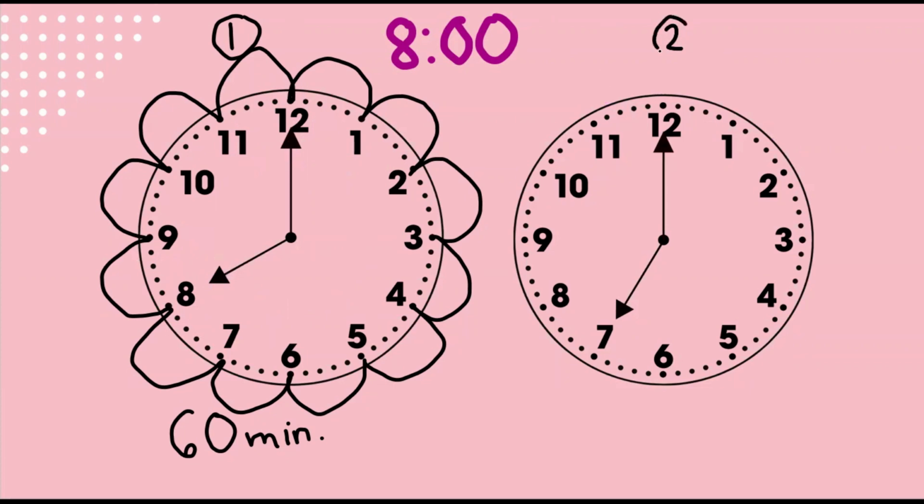Okay, now take a look at number 2 over here, my second clock. Can you tell what time it is? Let me know. Good job. You're right. It's 7 o'clock. Our hour hand here is pointed directly at the 7, and our minute hand is pointed exactly at the 12. So we know that it is 7 o'clock.